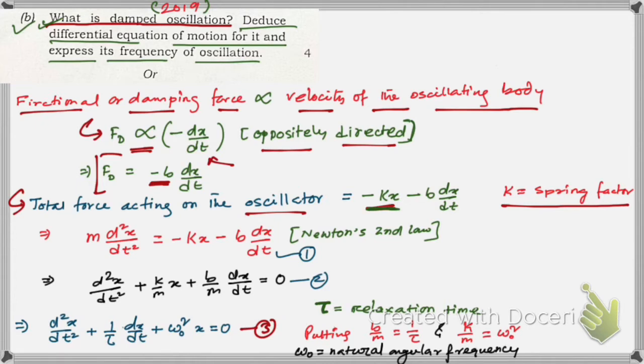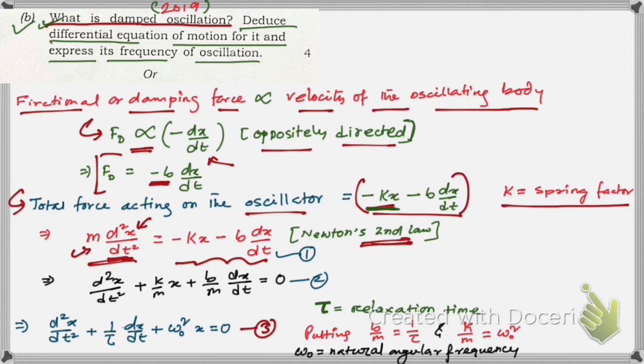So that's why, using Newton's second law, mass into acceleration, that is the second order derivative of displacement x with respect to time t, gives acceleration, and mass into acceleration is going to be the force acting on the oscillator. And we have got here the total force acting on the oscillator, and that's why these two must be equal, right? So hope you have got this.